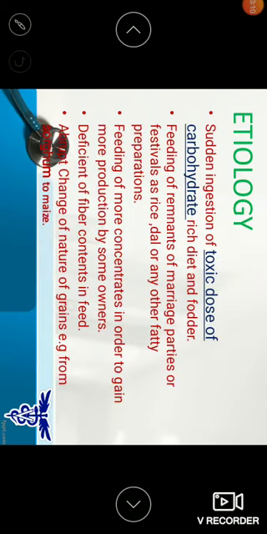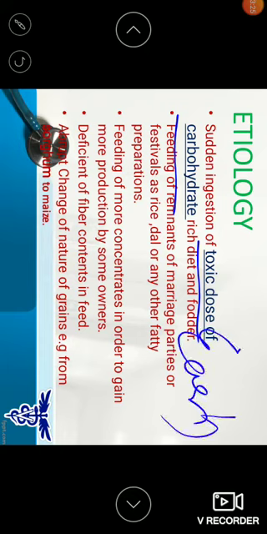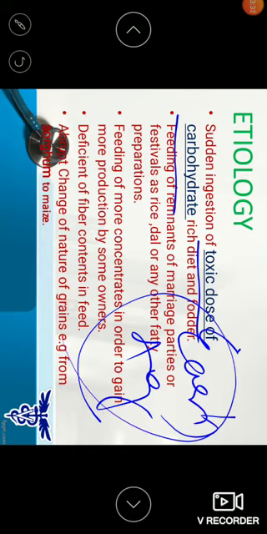Coming to the next, the etiology, the causative factors of the disease, why this disease occurs. It is nothing but sudden ingestion of a toxic dose of carbohydrate from feasts or marriage parties, the leftover things. These are easily digestible carbohydrates, and they are taken by the animal suddenly as well as in a heavy amount. The feeding of ruminants with marriage party or festival leftovers such as rice, dal, or any other fatty preparation leads to that disease. Some scientists also say that feeding of more concentrate by some owners, in order to gain more production, also predisposes to the disease.